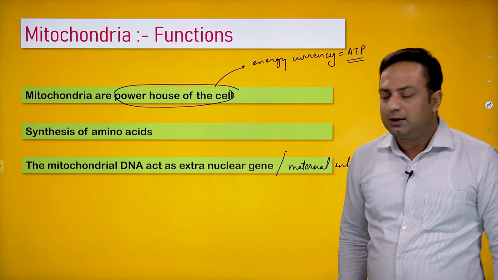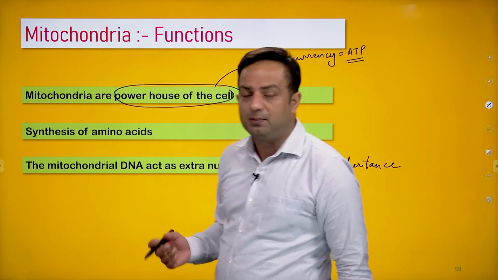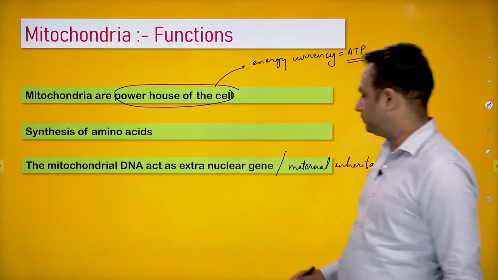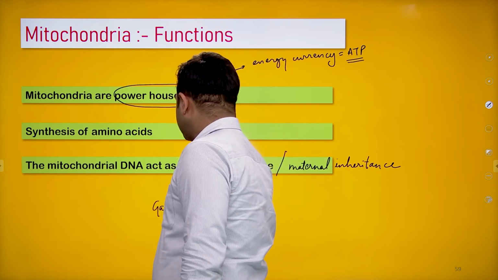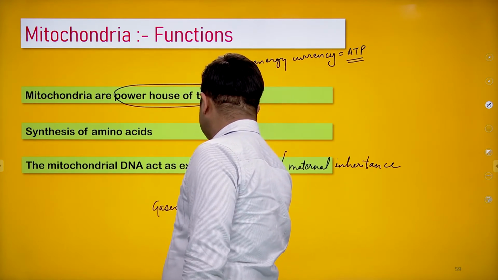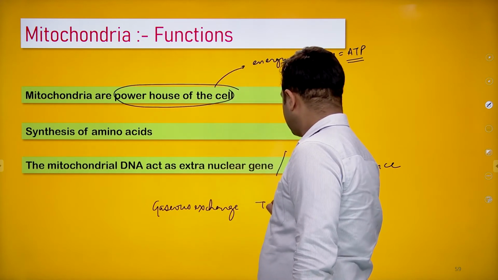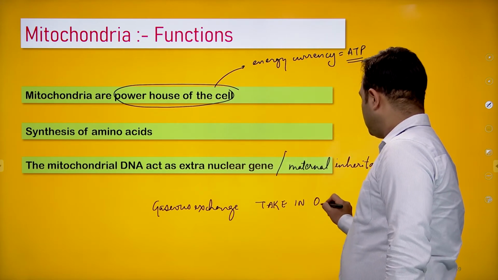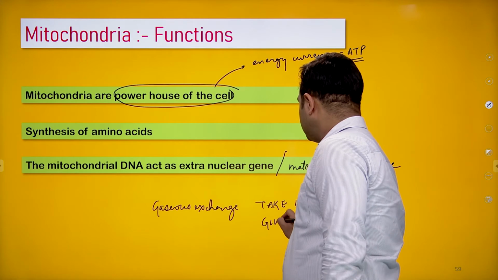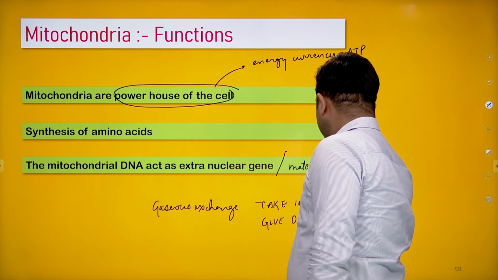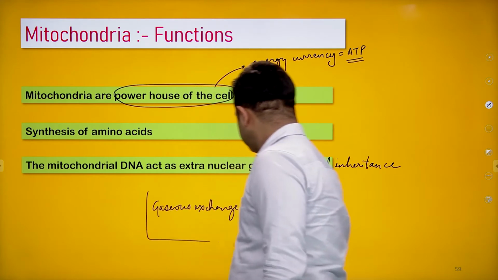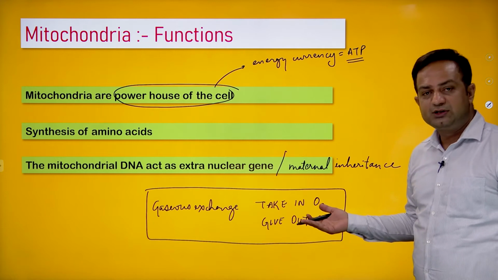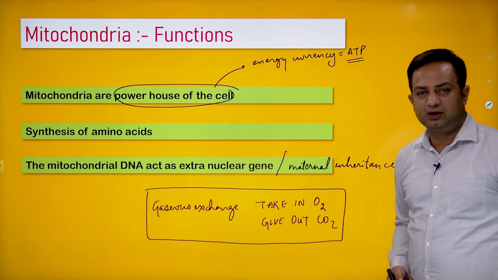Mitochondria done. The next cell organelle is obviously the plastid. Remember, mitochondria take in oxygen and give out CO2. Mitochondria do the gaseous exchange of which kind? They take in O2 and they give out CO2. This is the thing that they used to mention.